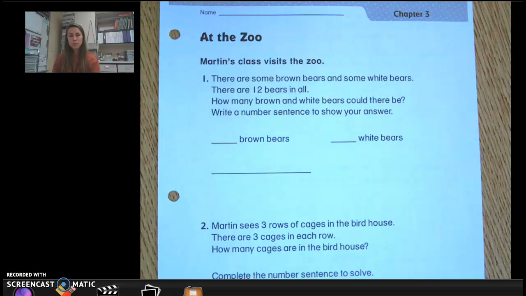So make sure you pause the video and complete number 1. If you need to listen to number 1 again and you weren't sure what to do, rewind it, because sometimes when we hear it again, what to do really clicks.